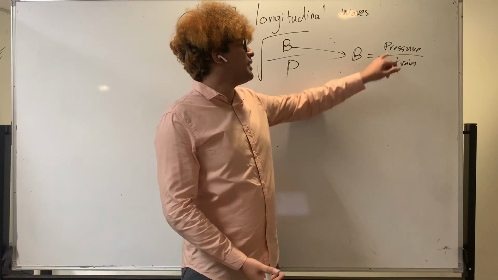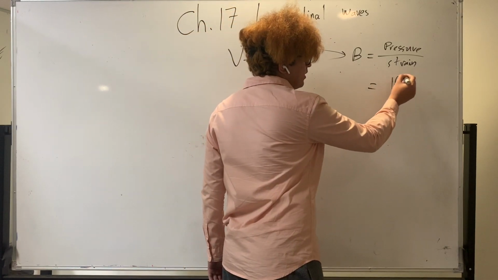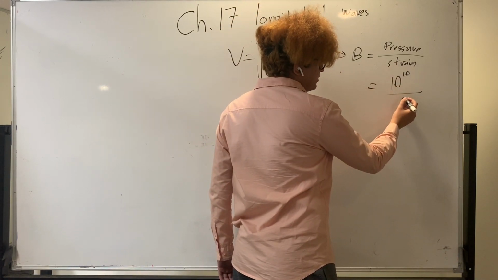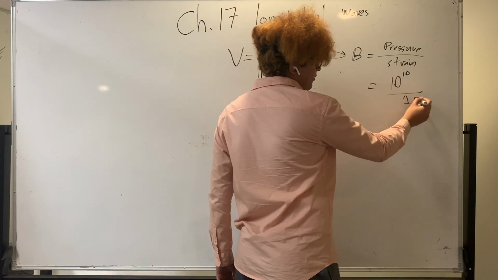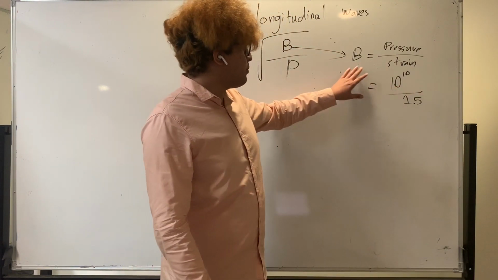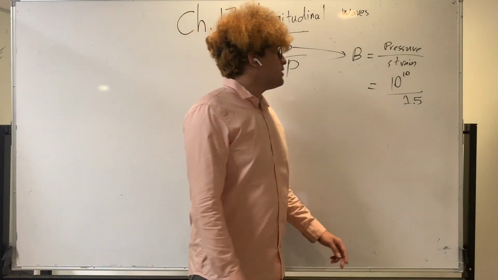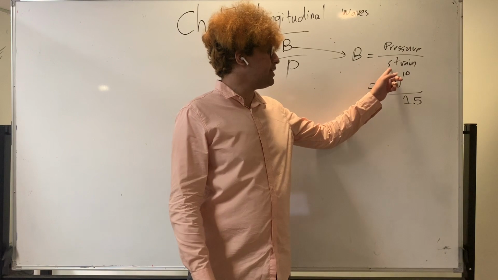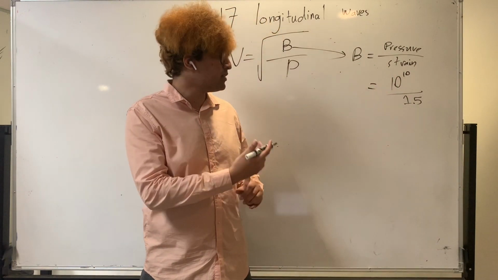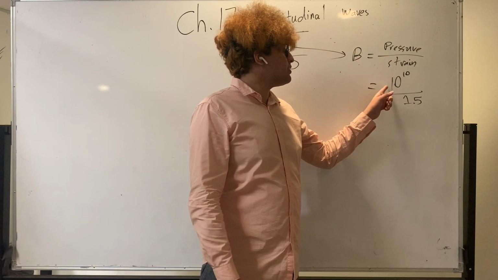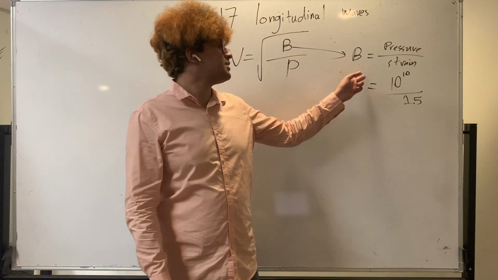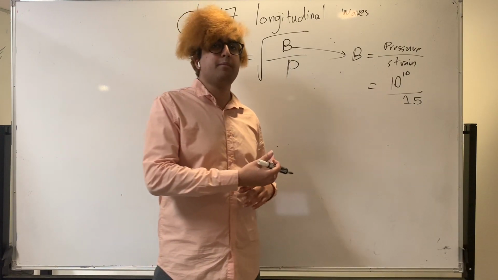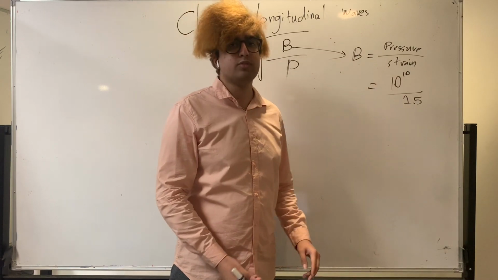Imagine that we have a very high pressure, like 10 to the 10, and we have a very small strain, like 1, or actually 1.5. Then the value of the bulk modulus is going to be very high. It means that if you apply a lot of pressure on something, and strain is basically the damage you can do to an object, then with very high pressure and very low damage, the bulk modulus is going to be high. So the higher the bulk modulus is, the more resistant the material is to strain or to deformation.